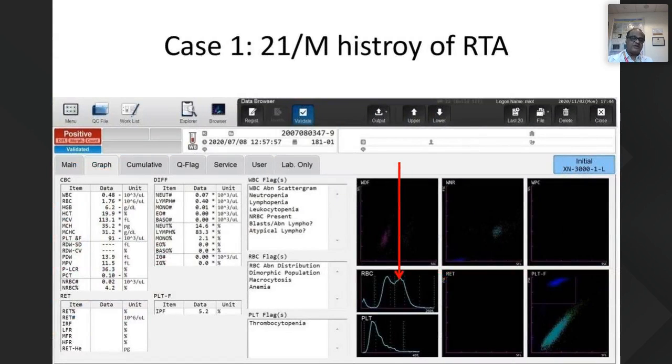Now let us see some utility of the machines in the digital morphometric era and how it was useful. Let us take this first case, a 21-year-old male, with a history of a road traffic accident. The routine CBC was sent. In this CBC you have got some macrocytes. As I told you in the beginning, whenever you have any flag of criteria, you have to review and you require a peripheral smear. So the same thing was done as a peripheral smear, and it was reviewed.